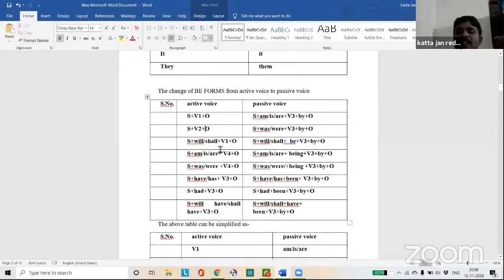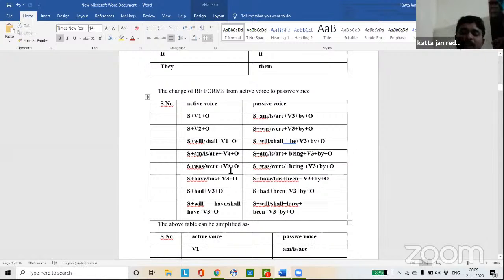Here will, shall, including will, shall, extra "be" is used. Will be, shall be. When the structure is this, it is present continuous. This is the passive voice structure: subject, again am/is/are, and "being" extra. Why it is used, we will come to know in course of time. I'll tell you today itself. Why this? V3, by, object.